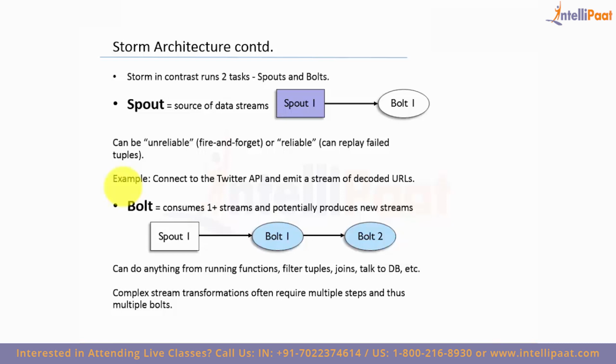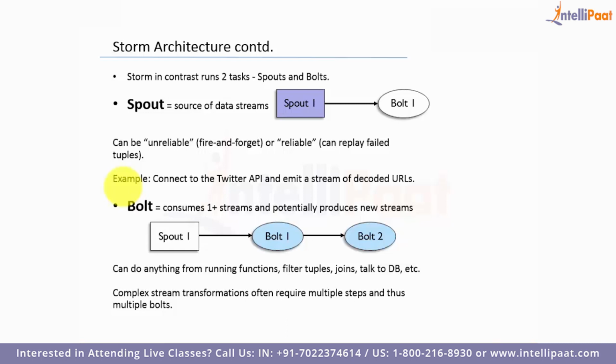Let's take an example. For example, the Twitter API can emit a stream of decoded URLs, and the Twitter API has a lot of tweets which are created or generated by millions of users in a given amount of time. There are around 400 million active users on Twitter across different time zones, and the tweets which are posted onto Twitter never stop, theoretically.